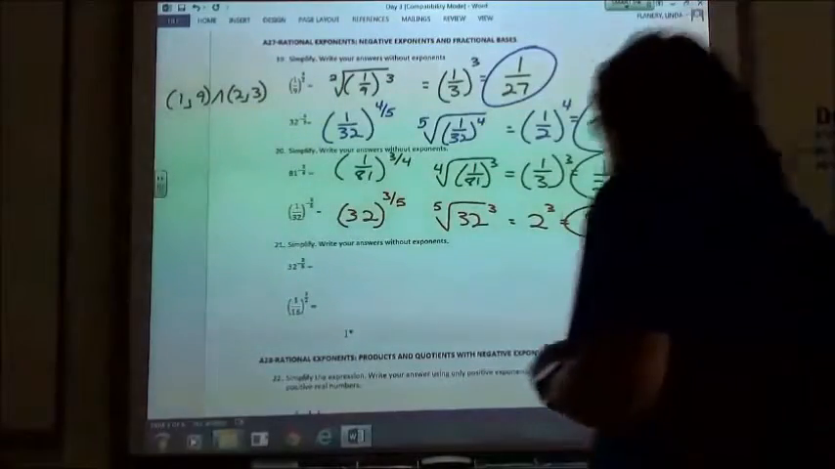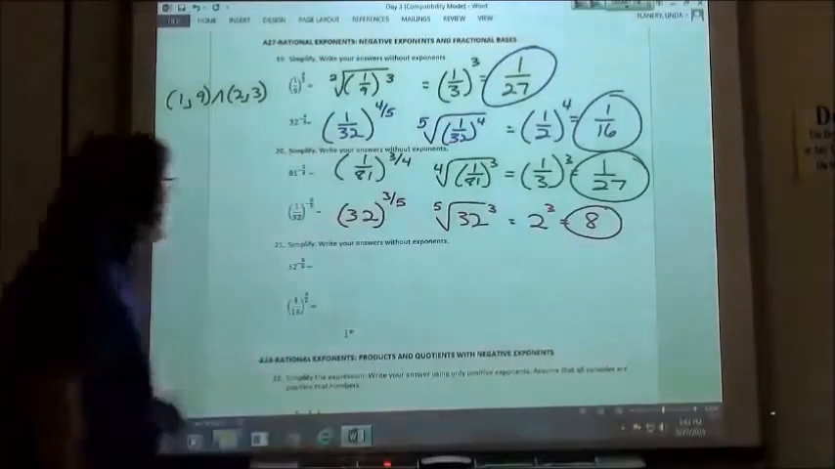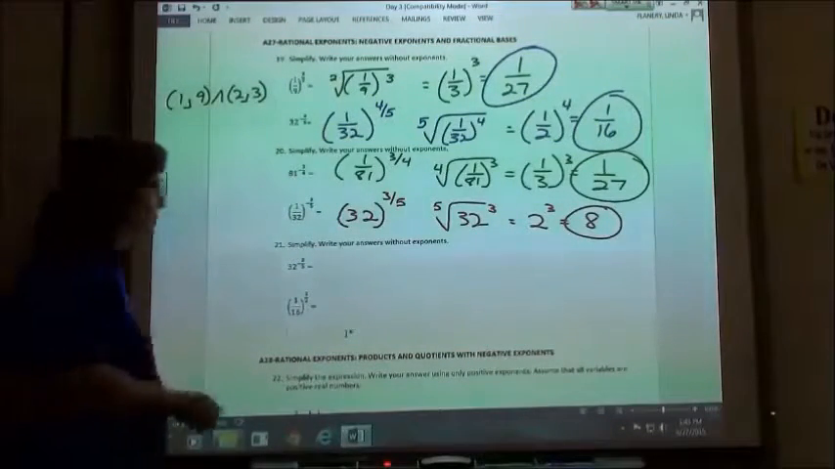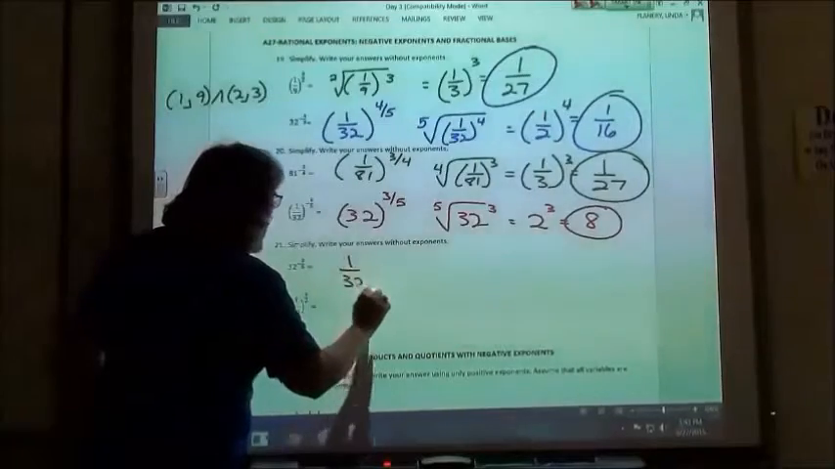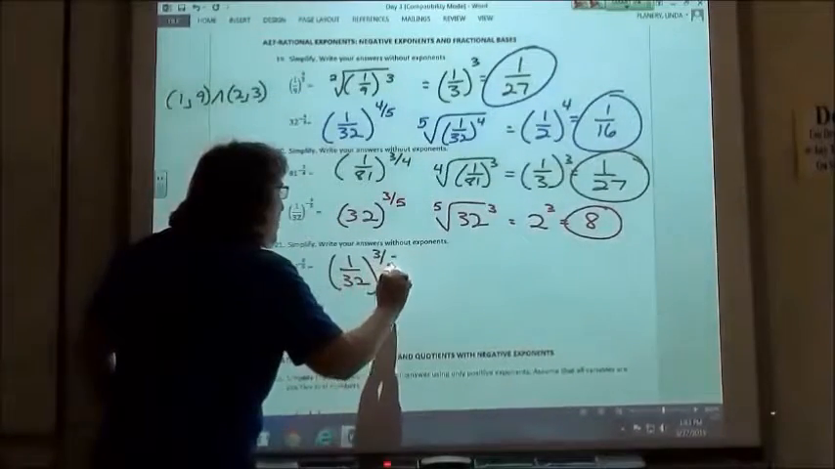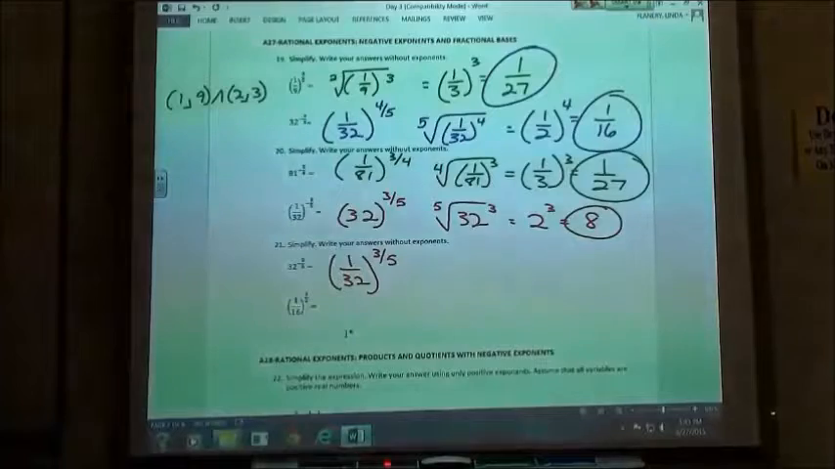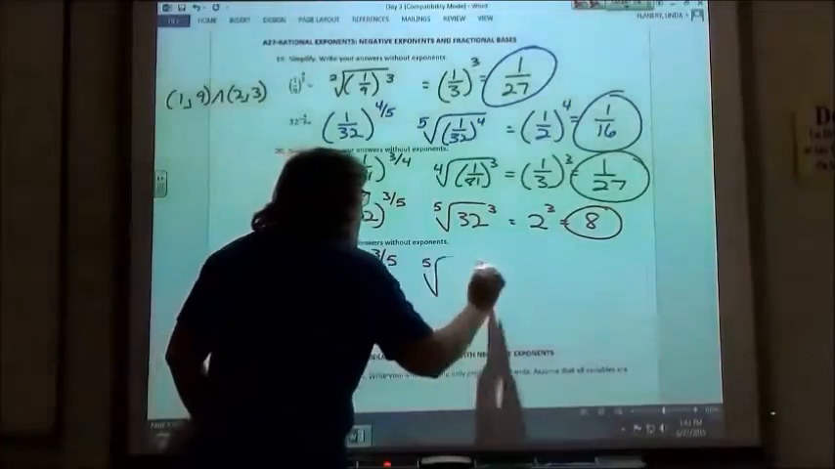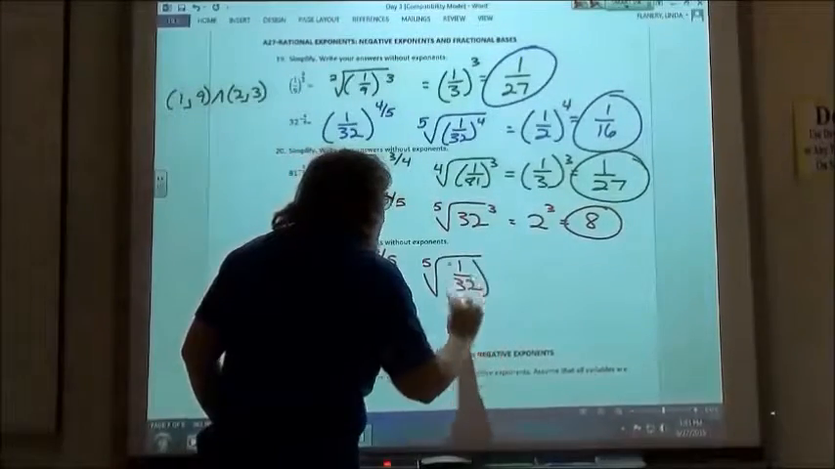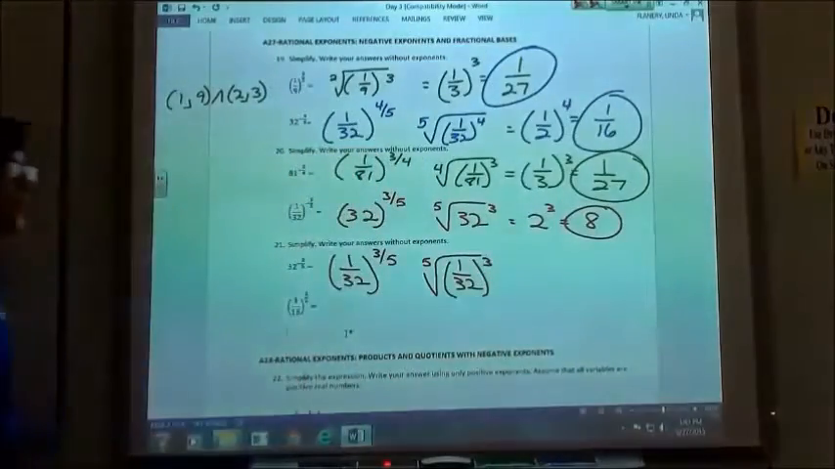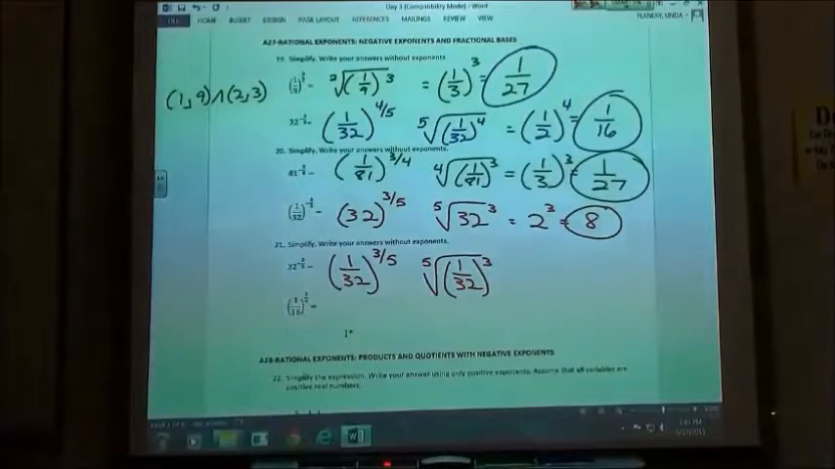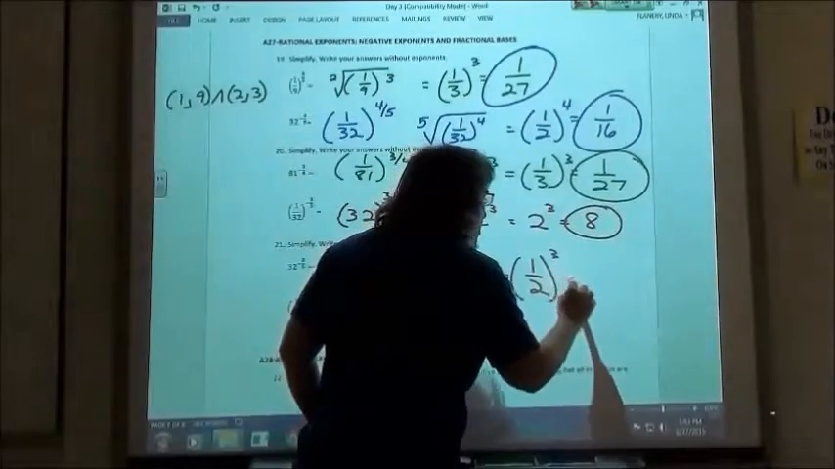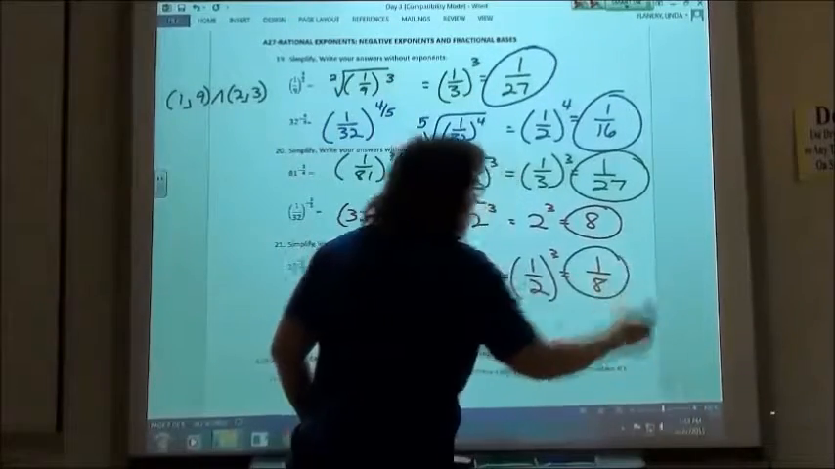So number 21 here, again, I have 32 to the negative 3/5 power. Since my exponent is negative, I have to do the reciprocal. So I make it 1/32 to the positive 3/5 power. Now that my exponent is positive, I can go ahead and calculate that out. So the 5th root of 1/32 cubed is my problem. The 5th root of 1/32 would be 1/2. And then if I take 1/2 and cube it, I'm going to end up with 1/8.